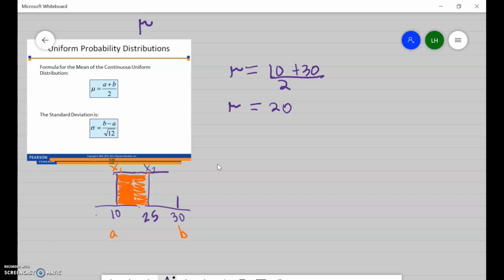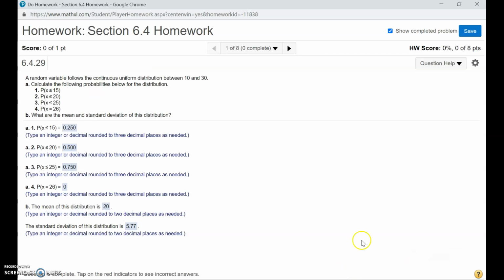Now your standard deviation here is B minus A, which is 30 minus 10, and it's always divided by the square root of 12, which is kind of strange, but that is the formula. So you get 5.77. We'll round to 2 decimal places, unless they tell us otherwise. Yeah, 2 decimal places, so 5.77.